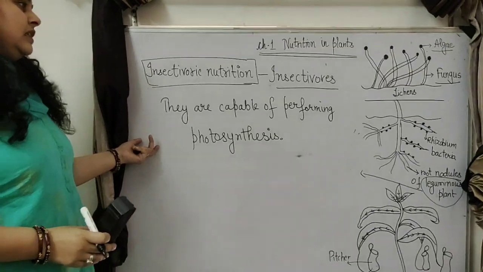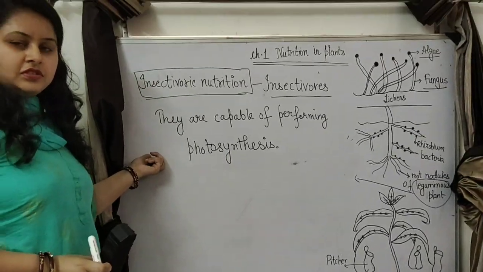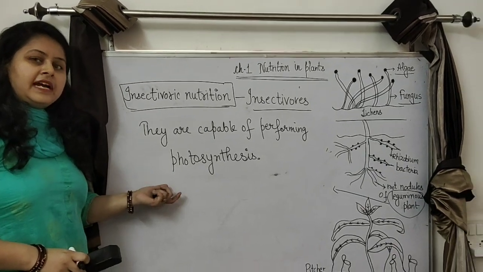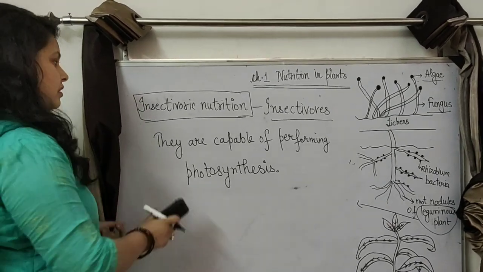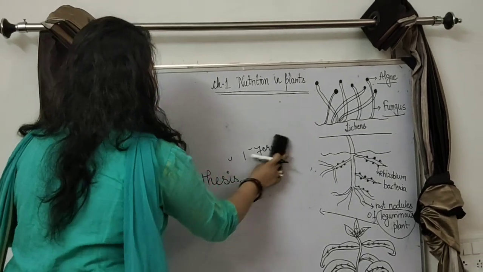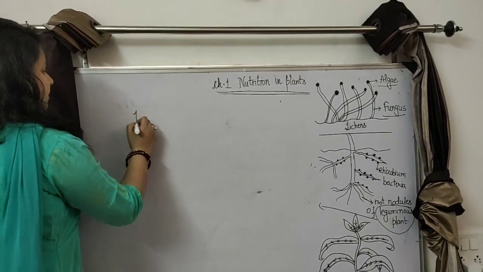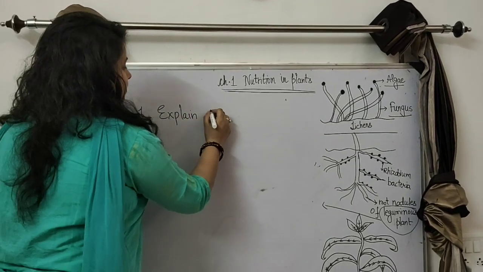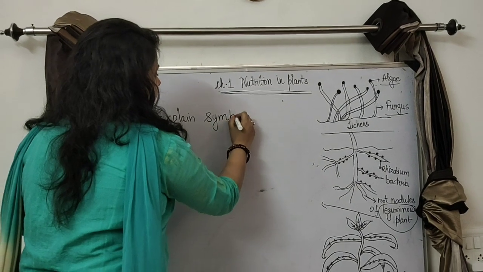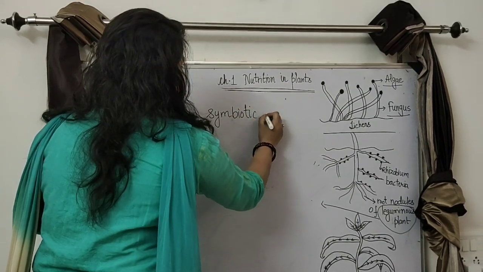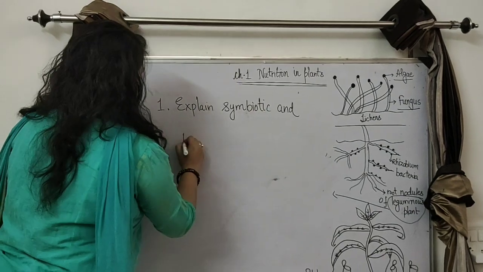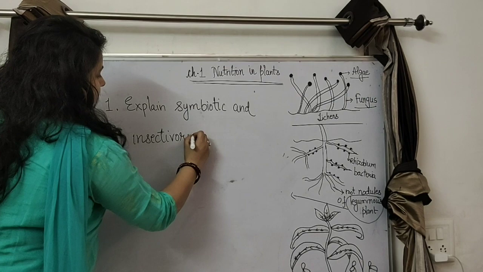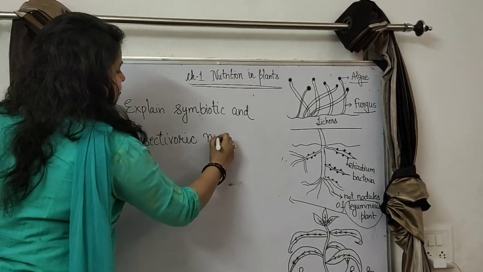Okay, so this is all about today's lecture. Today we have learned about what? Symbiotic nutrition and insectivoric nutrition. So your today's homework is: explain symbiotic and insectivoric nutrition.